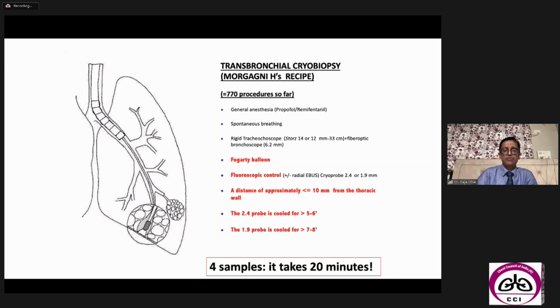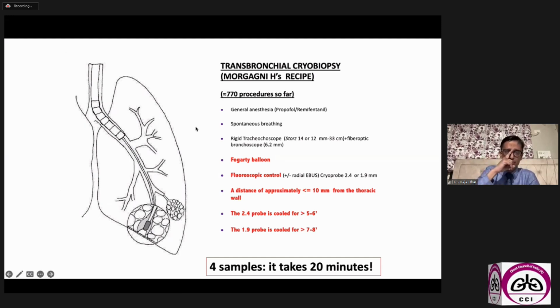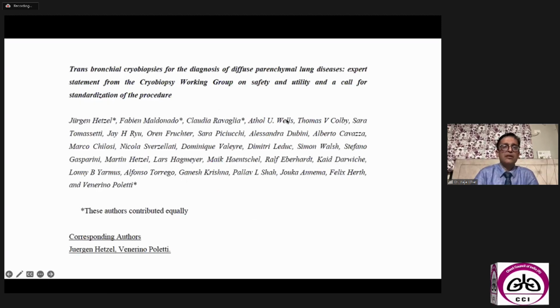The fact that you need to be about 1 centimeter, 10 millimeters, away from the chest wall, and the fact that the larger the size of the probe, the less time you give for the ice ball to form. So if you are using a 2.4 millimeter probe, you would wait for about 4 to 6 seconds. If you're using a 1.9, it would be 7 to 8 seconds. If it's a 1.1, you might want to use it for a little longer. So this is the international guideline.